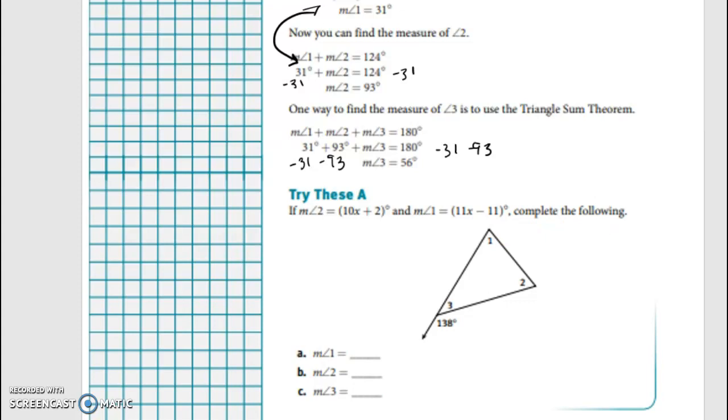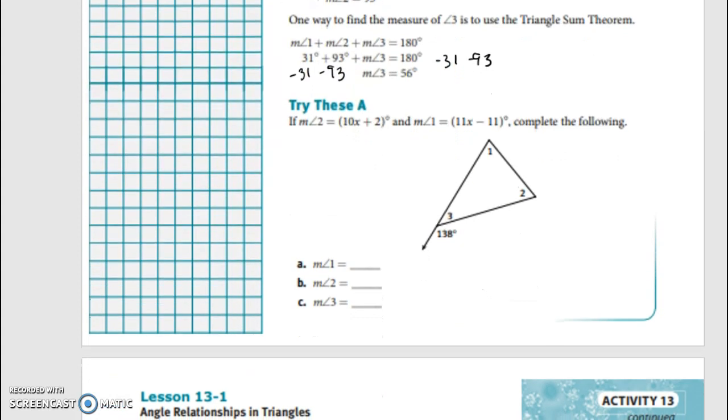Okay, so now I want you to go ahead and pause the video and see if you can try and solve for the measurements of these angles. If the measurement of angle 2 is 10x plus 2, and the measurement of angle 1 is 11x minus 11. Okay, go ahead and pause the video right now.